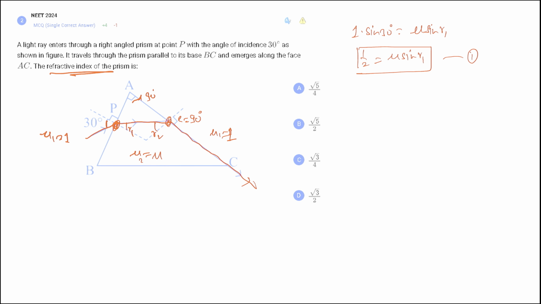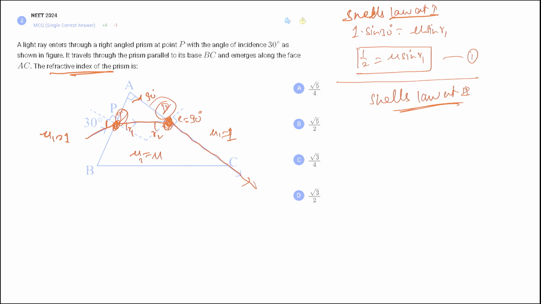Now Snell's law आप सेकंड वाले कॉर्नर पे लगाओगे, यहाँ पे इस वाले पॉइंट पे, ठीक है? ये फर्स्ट कॉर्नर है, ये सेकंड कॉर्नर, right? So Snell's law at first means first point, and here Snell's law at second point. Whenever we apply Snell's law at second point, we can say that μ into sin R2 is equal to 1 into sin 90. So we can say that sin R2 becomes how much? That is 1 by μ, because sin 90 is 1 होता है बच्चे, 1 by μ आ गया.